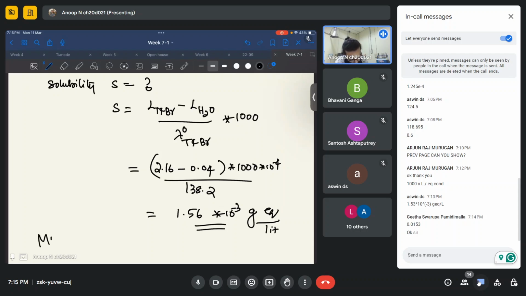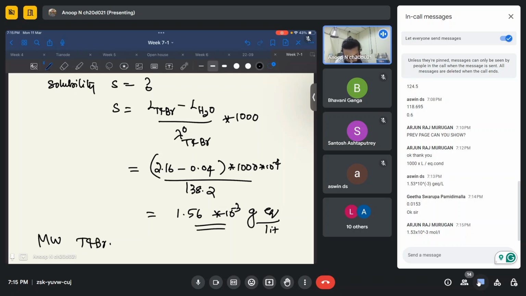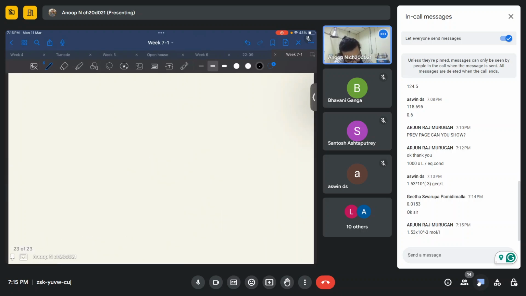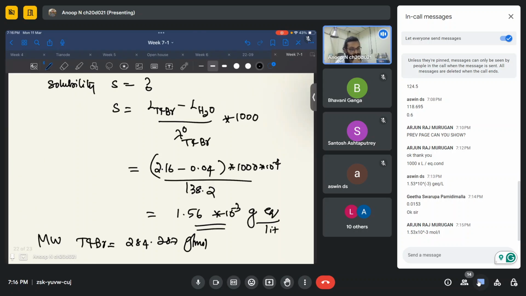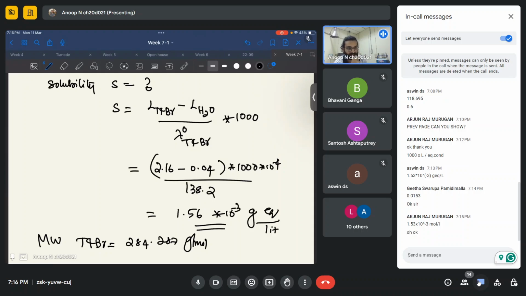We have molecular weight of TlBr is equal to 284. I have taken it from internet. 287 gram per mole. So we can write the solubility is equal to 1.56 into 10 raised to minus 3 into 284.287, which is nothing but 0.444 gram per liter. Yeah, but actually it's gram equivalent per liter it will come. Yeah, answer is correct. 1.5653. That's fine.